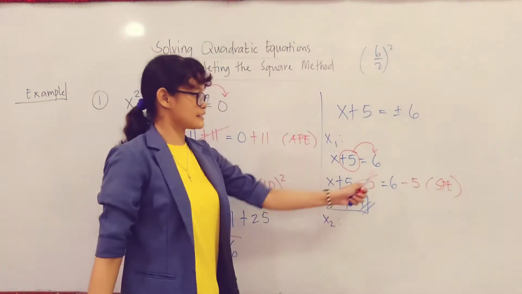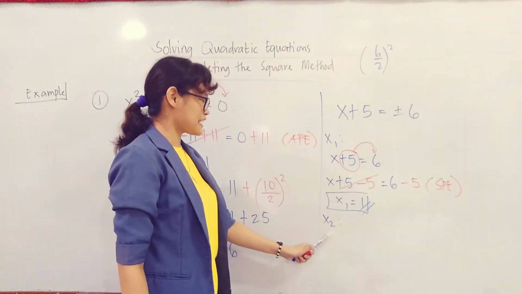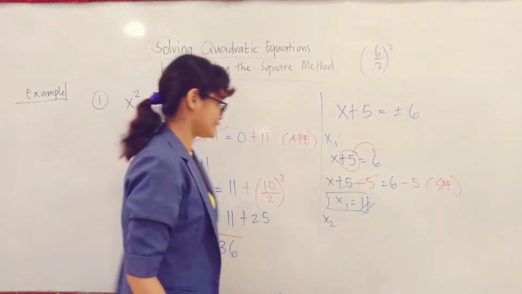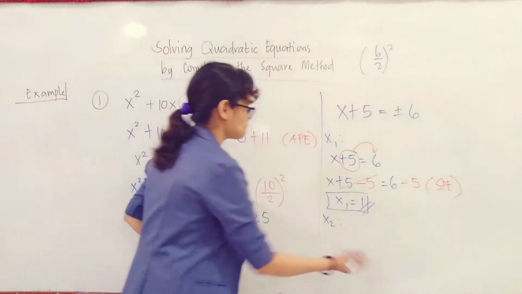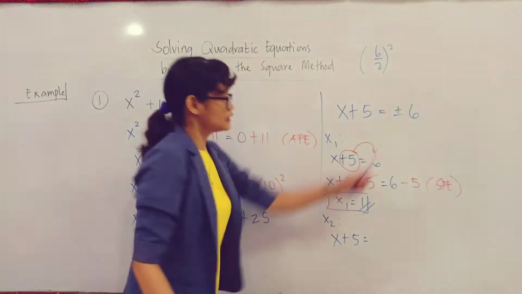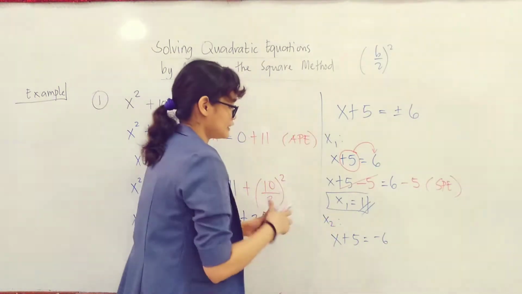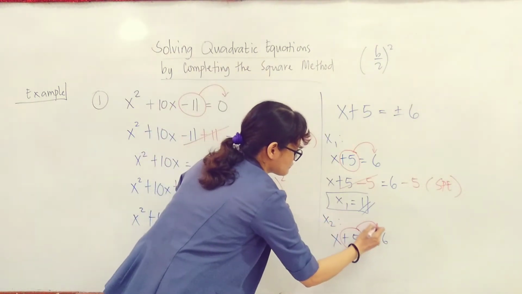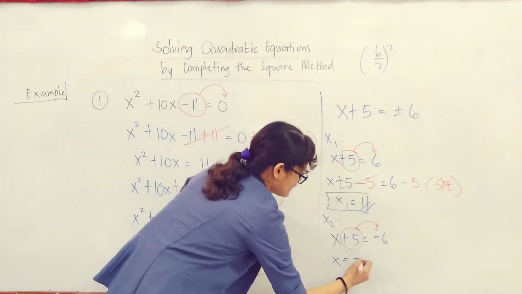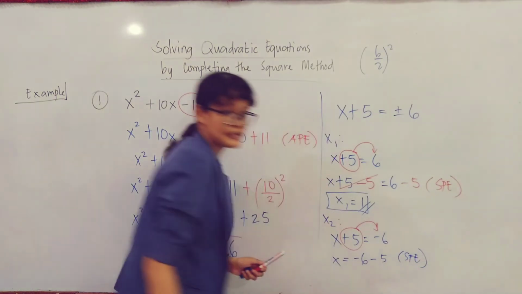However, this time, since kinuha natin yung positive root dito, para sa x sub 2, ang kukunin naman natin ay ang negative root ng 36, which is negative 6. Alright? So you have x plus 5 equal to negative 6 naman. Ayan. Ganun ulit yung gagawin natin. We have to transpose this one to the other side. So that is x equal to negative 6 minus 5. This is again because of SPE.